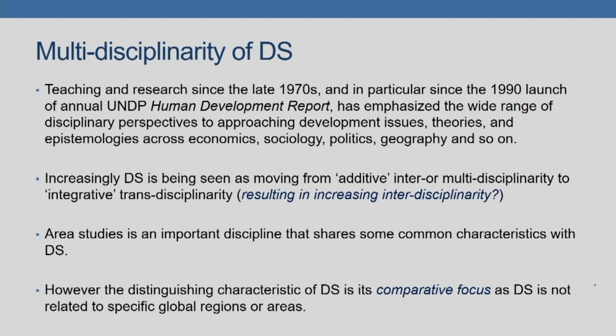Teaching and research since the late 1970s, and in particular since the 1990 launch of the annual UNDP Human Development Report, has emphasized the wide range of disciplinary perspectives to approaching development issues, theories and epistemologies, or the systems of knowledge, across economics, sociology, politics, geography and so on. And it is interesting to note how development studies moves from additive inter- or multidisciplinarity to integrative transdisciplinarity, and this has resulted in an increasing interdisciplinarity among the different social sciences within the broader domain of development studies.